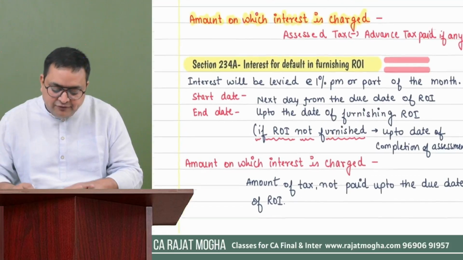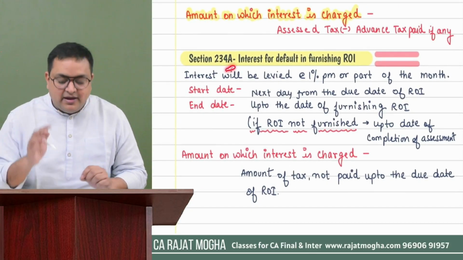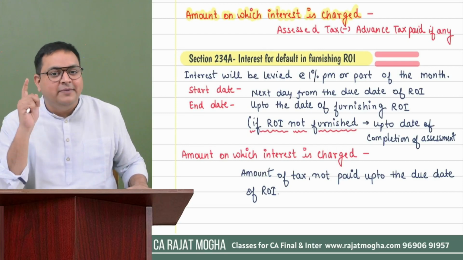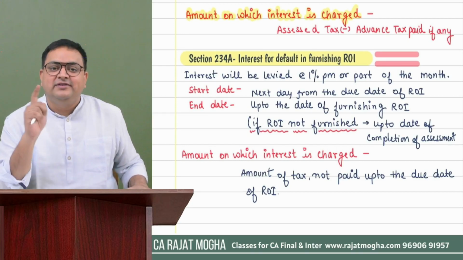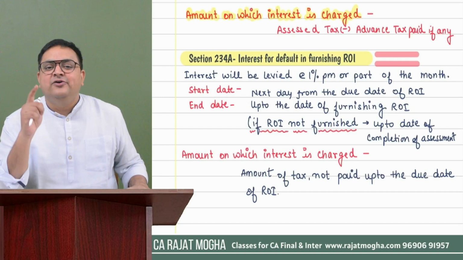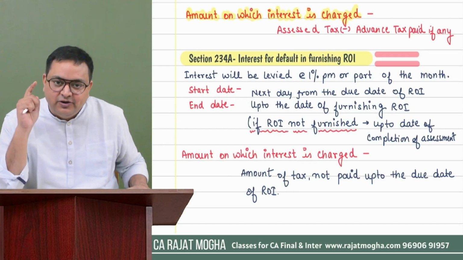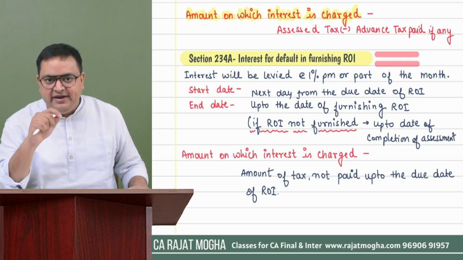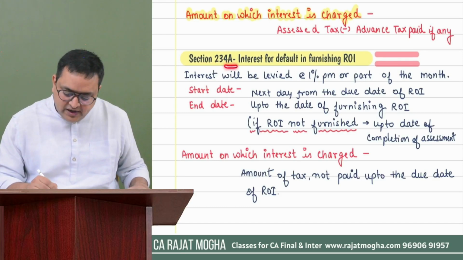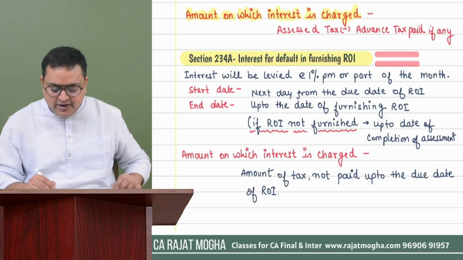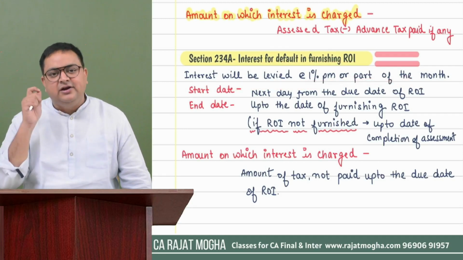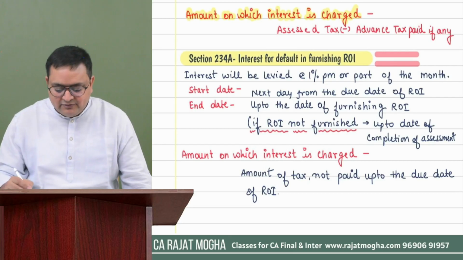Next section is 234A. I've already told you about 234A. Is 234A levied because you have not paid the advance tax? No, 234A is levied if you have not filed your return on time and your tax is not paid. Then 234A will be levied, right? So interest for default in furnishing ROI will be levied at 1% per month or part of the month. Here also the rate of interest is 1% per month or part of the month, you understand.